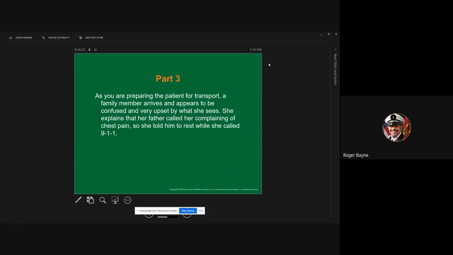I have a question. Yes. When you said it was 4 to 6 minutes for an ambulance to get there, is it 4 to 6 minutes for EMR in general or just an ambulance?